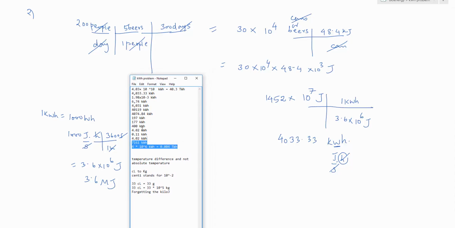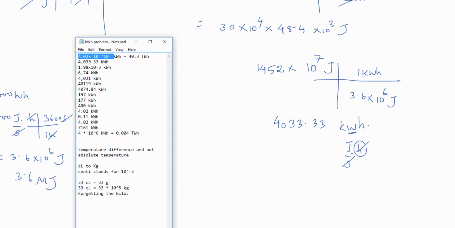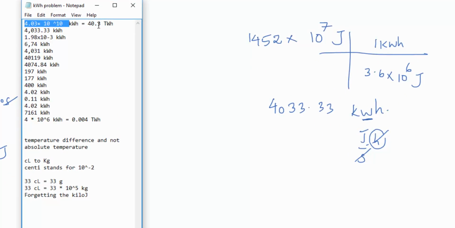These are all the range of values that some of you have obtained. See, the first one is 4.03 times 10 to the power 10 kilowatt hours. That's 40 terawatt hours. That's nearly half an Estacao dam. Do you think Estacao Barao consumes half an Estacao dam in 1 year to cool a few thousand beers? This one, 4,000 kilowatt hours. That sounds reasonable, because my monthly consumption is around 100 kilowatt hours for one person living in a flat. So that could be reasonable.